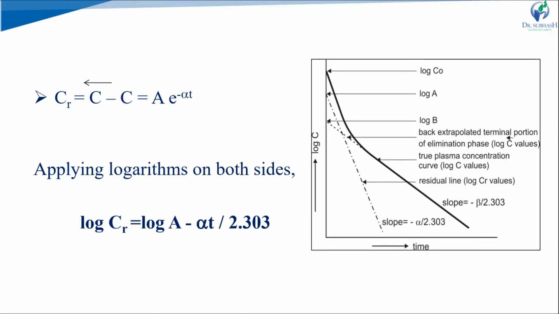So in this case, by the method of residuals, from the true plasma concentration curve we find the elimination constant, that is beta, and from the residual line we find the alpha value.